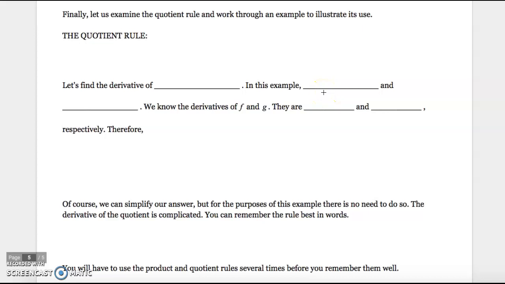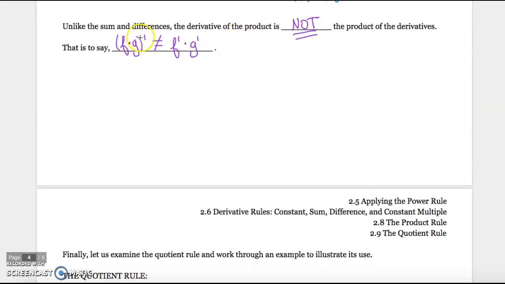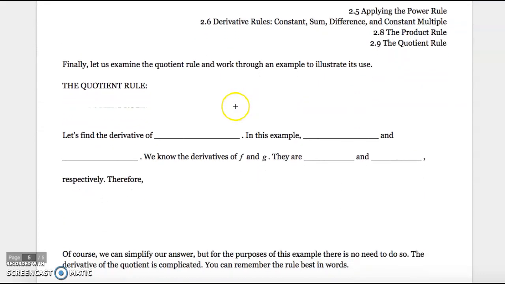All right, guys, today we are going to be looking at the quotient rule, which is the last of what's considered the basic derivative rules for calculus. We looked at the product rule, and we noted that when you take the derivative of two functions being multiplied together, it's not equal to their derivatives separately multiplied together. You'll see that the same thing is true with the quotient rule.